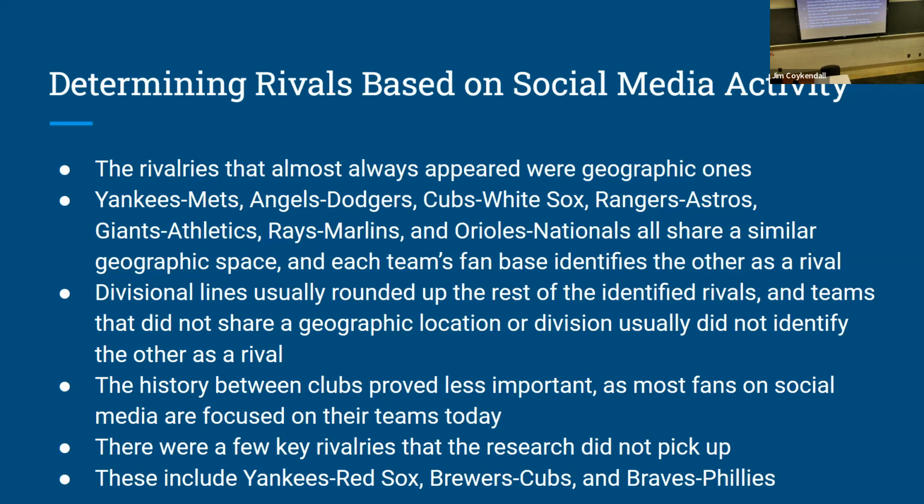There are a few key rivalries the research did not pick up. For example, Yankees Red Sox. This includes two teams that were part of that big four that we talked about. Brewers Cubs, same thing. The Cubs were mentioned as one of those big four teams. And then lastly, Braves Phillies. When I conducted this research, the Braves were just fresh off a World Series win. Everyone was talking about the Braves on Twitter. Because of that, it could have just been a reason this rivalry was not picked up.